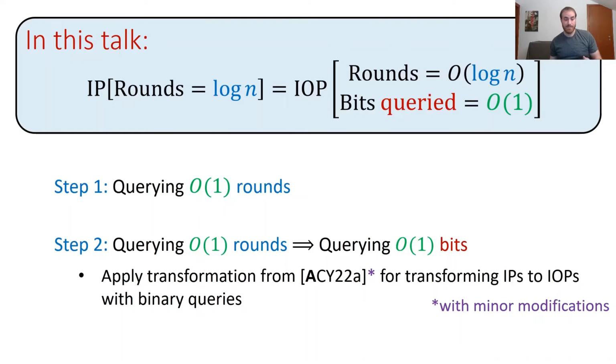This second step is done by applying a transformation from a previous paper of ours, which takes an IOP, transforms it into an IP, transforms it into an IOP, where the verifier makes binary queries, with some minor modifications. And due to the fact that this is from a previous paper, we're going to focus in this talk on step 1. So we want to take an IP with log n rounds and transform it into an IOP in which the verifier reads a constant number of rounds.